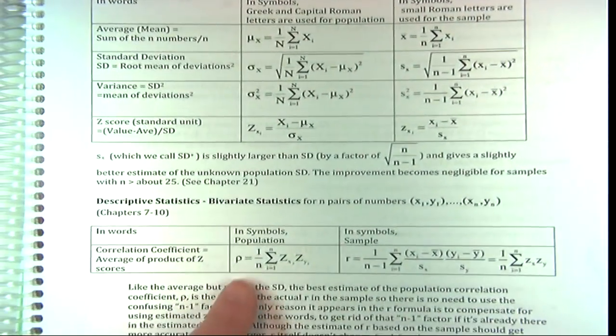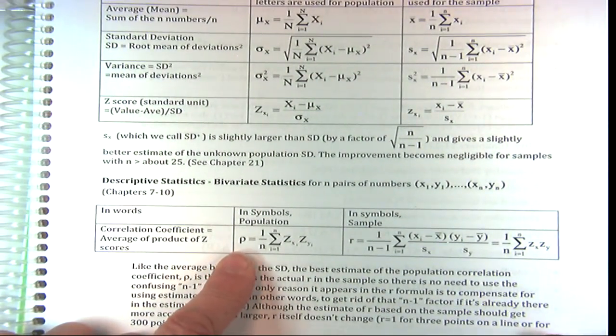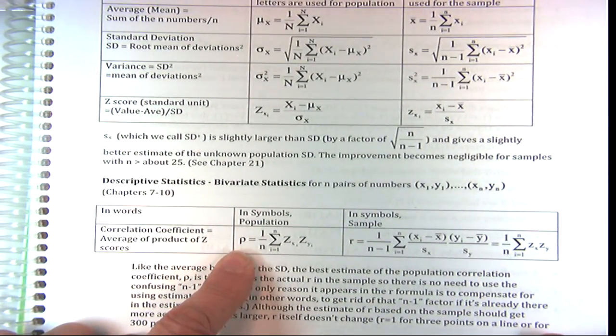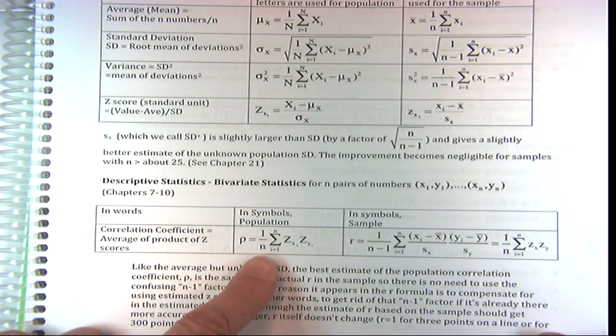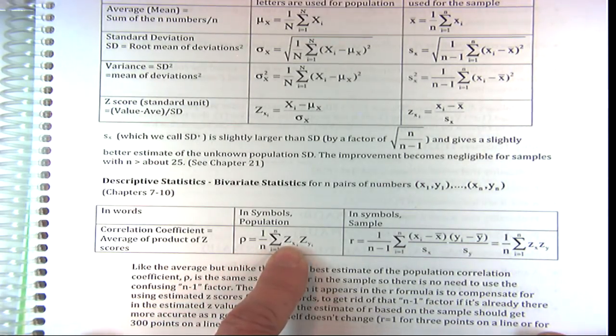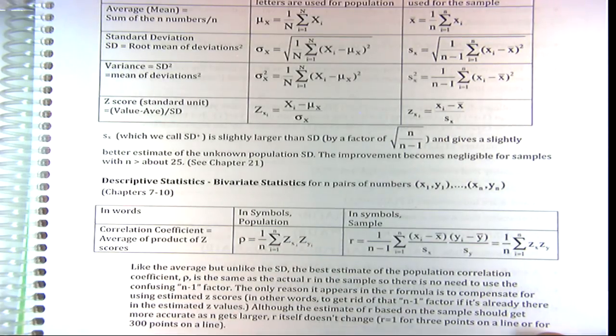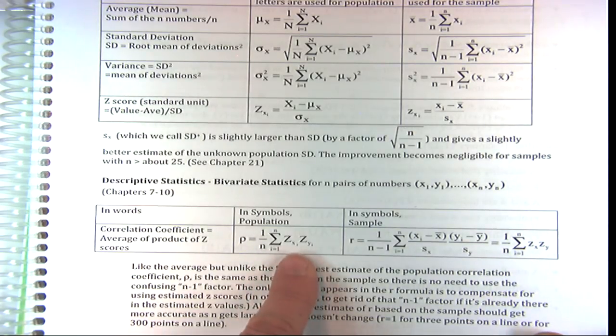And it's right here. It's abbreviated by the Greek letter rho, and it's the average. Once you change the x's and the y's to z-scores, standardized scores, by subtracting the average and dividing by their standard deviation, so they both have an average of 0 and a standard deviation of 1, then you multiply the z-scores together.